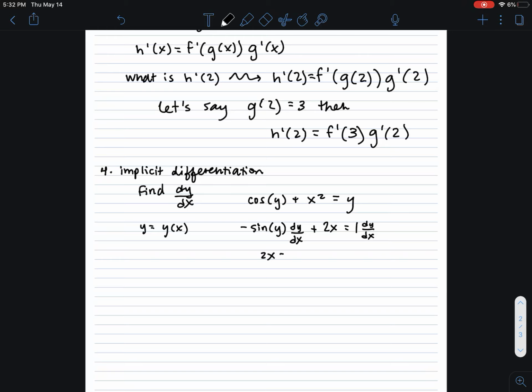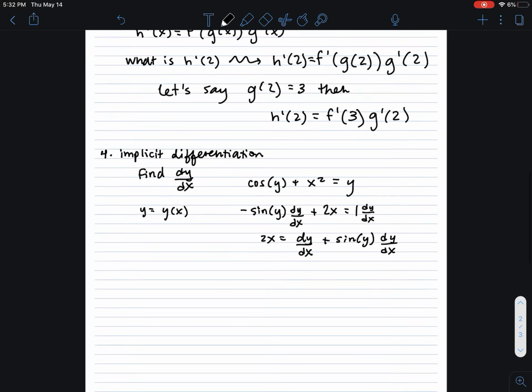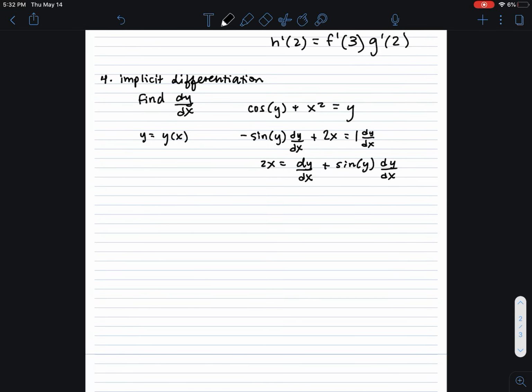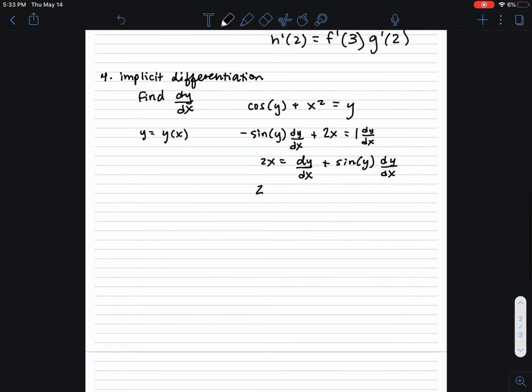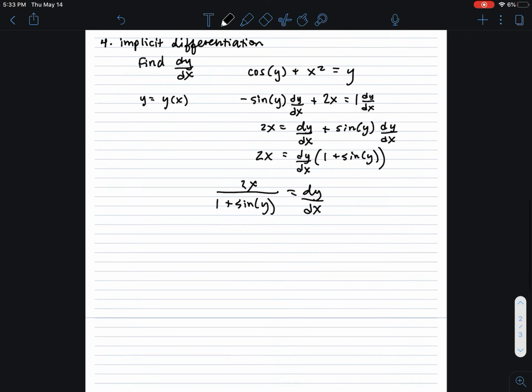So I'm going to have 2x is equal to dy dx plus sine of y dy dx. And then I can factor out a dy dx on the right-hand side, so I get 2x equals dy dx times 1 plus sine of y. And to solve for dy dx, I just need to divide, and I get 2x over 1 plus sine of y is equal to dy dx. Okay, that was what implicit differentiation was. All right.